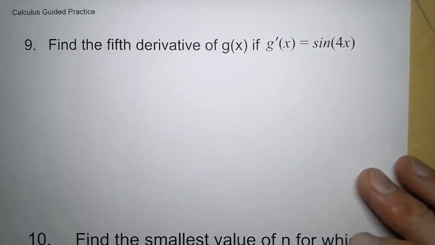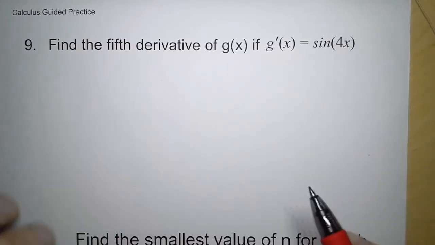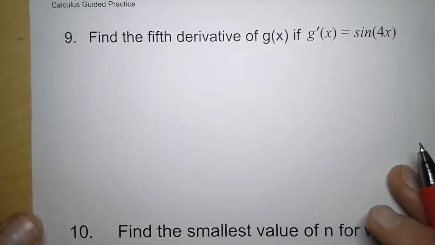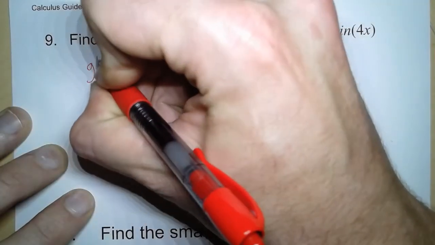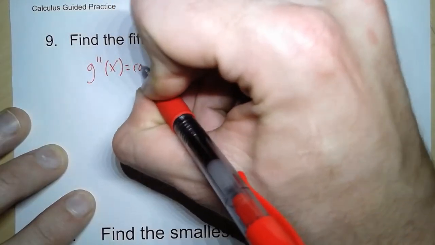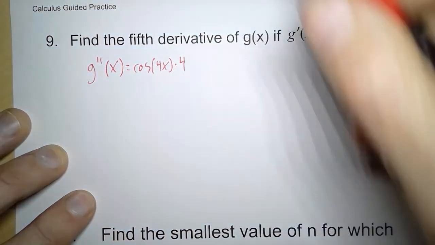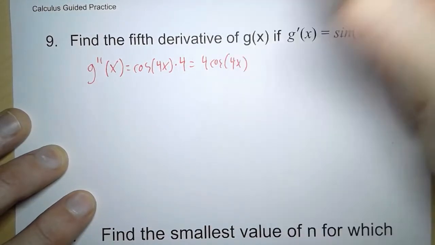Now looking up here at number 9, we want to find the fifth derivative of g of x, but we're given that g prime is sine of 4x. So we only need to take 4 more derivatives in order to find the fifth derivative. So what is g double prime? Well, power rule says that the outside derivative is cosine of 4x times the inside derivative, which is 4. So 4 cosine of 4x is the second derivative.